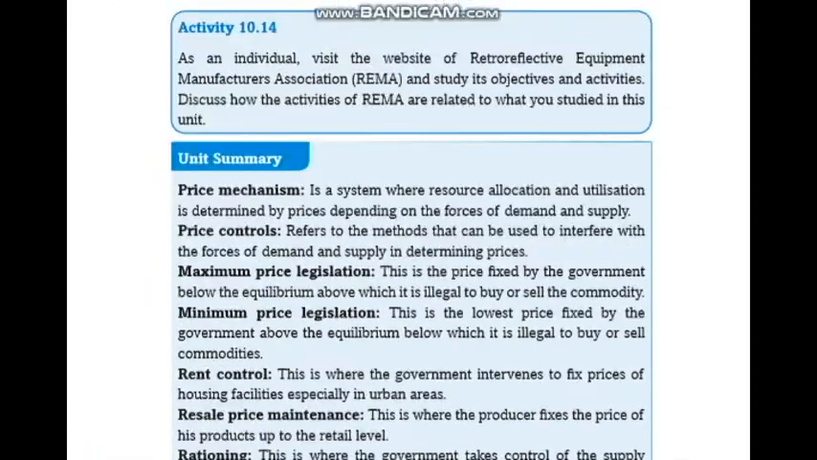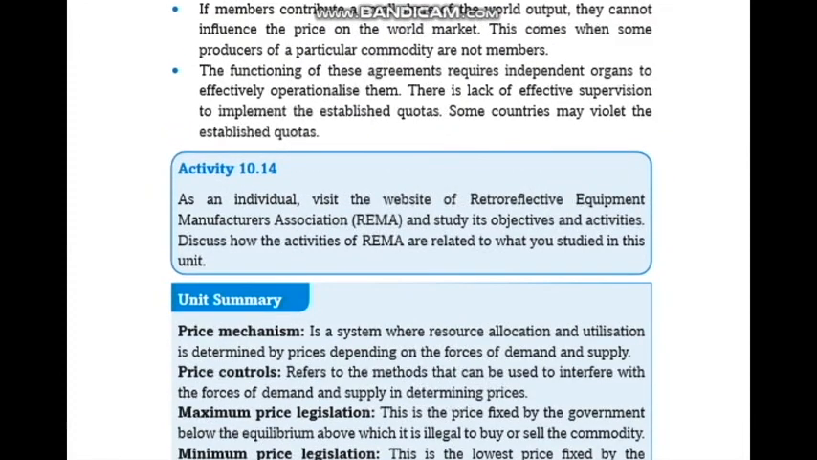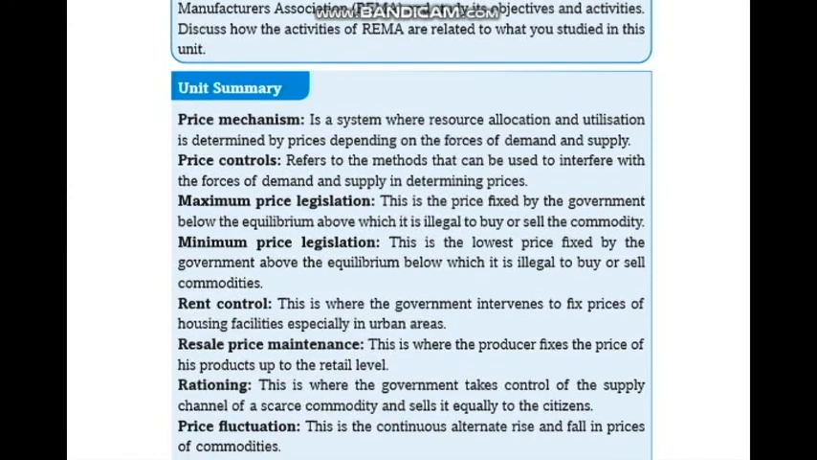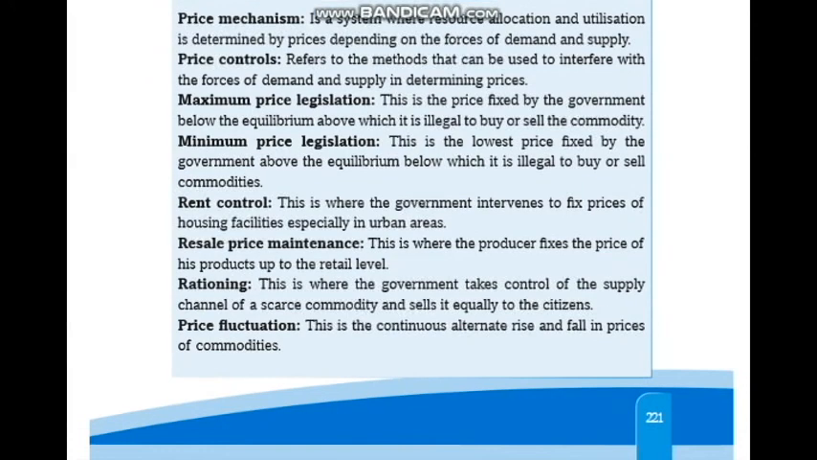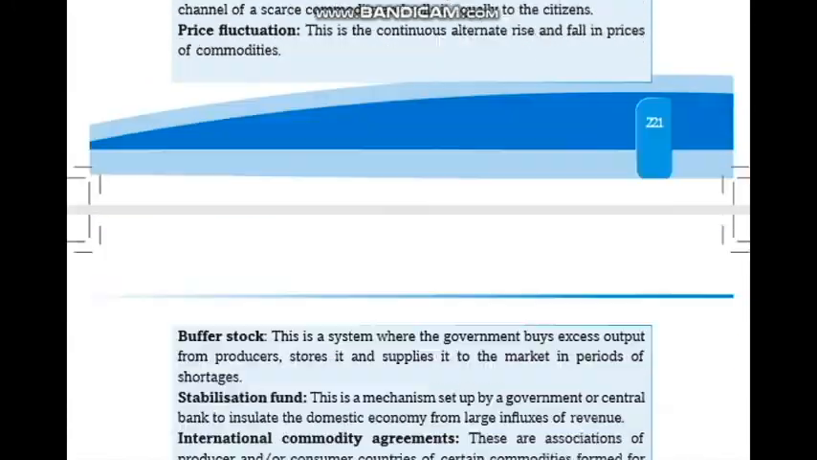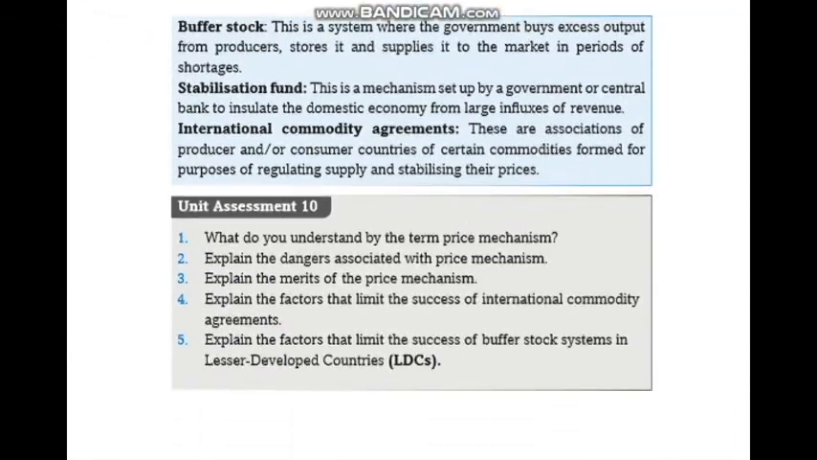So this is the end of Unit 10. Unit summary: price mechanism, you have seen them, price controls, maximum price. This is a summary of what we have covered. So you have to read it carefully and see whether it can help you.